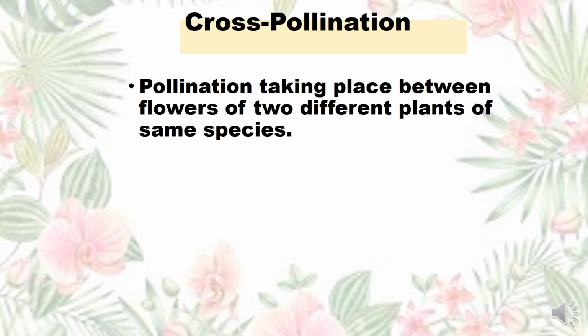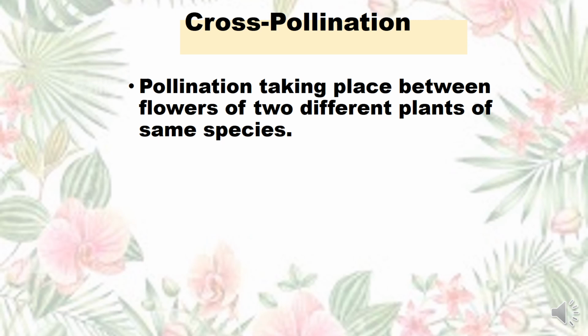Cross-pollination. What is cross-pollination? That means mixing of pollen grains. Now pollen grains are being transferred. Pollination takes place between flowers of 2 different plants of the same species. One thing that you need to remember in cross-pollination is that the pollination occurs between 2 different plants, whether the plants are distant apart or from one place to another, the pollen grain has to move. This pollination takes place within the same species only.